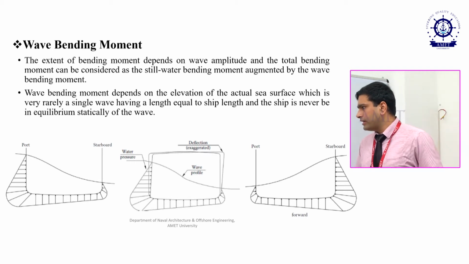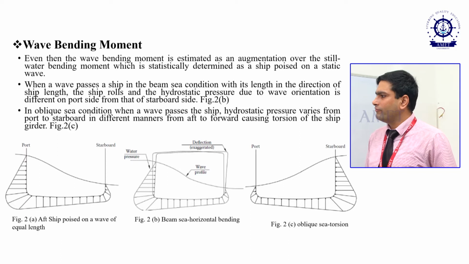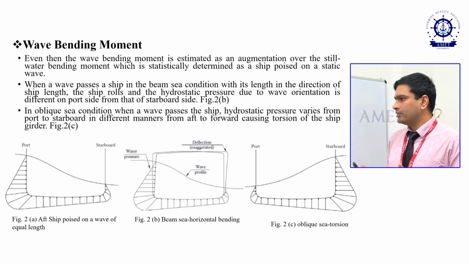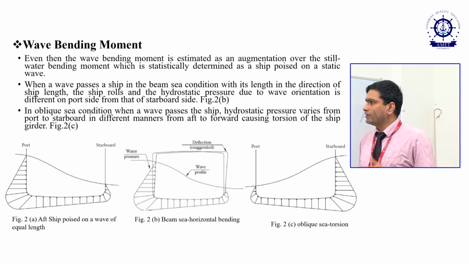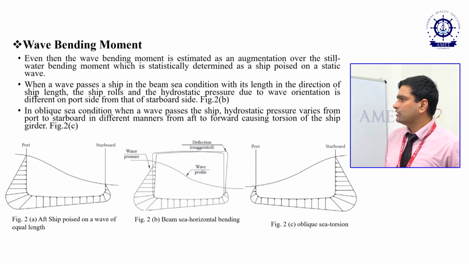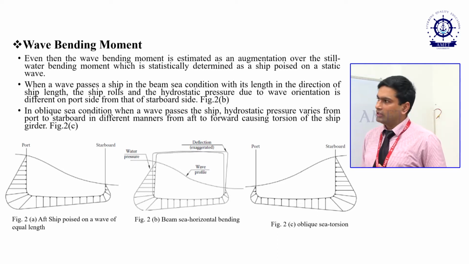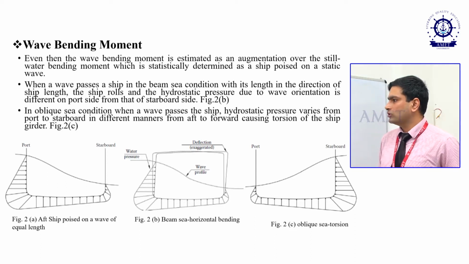You can see that there are 3 diagrams which have been presented, and I'll take it further in our discussion. The waves seen in this diagram are given in figure 2. The first diagram exposes how the 2 sides of the ship, port and starboard, experience a different lateral pressure. So, even in the wave bending moment, the estimated augmentation over the still water bending moment is statistically determined as the ship poised on a static wave. We do this by statistical assumptions and putting the data onto the ship.